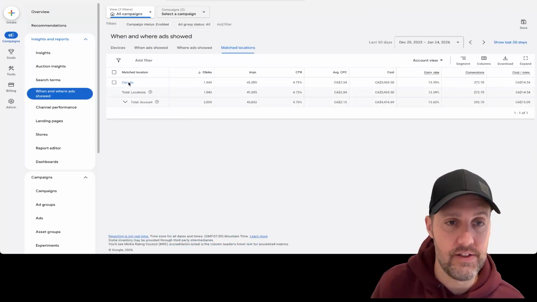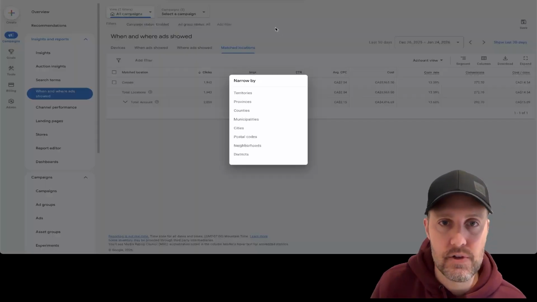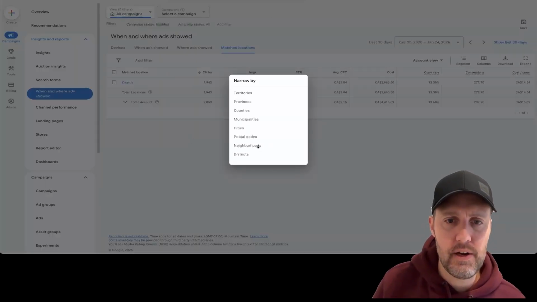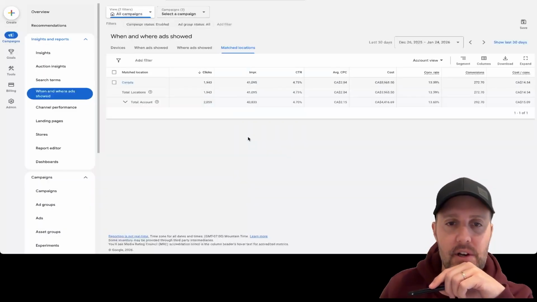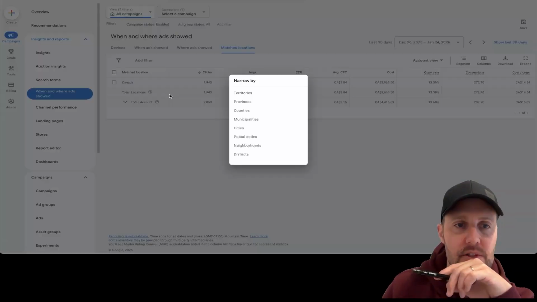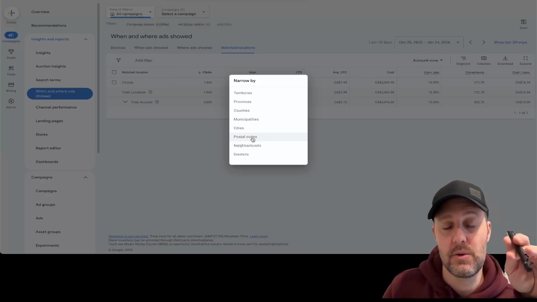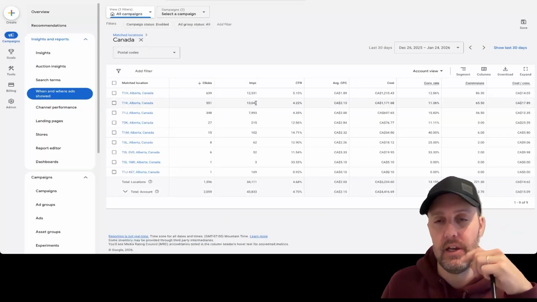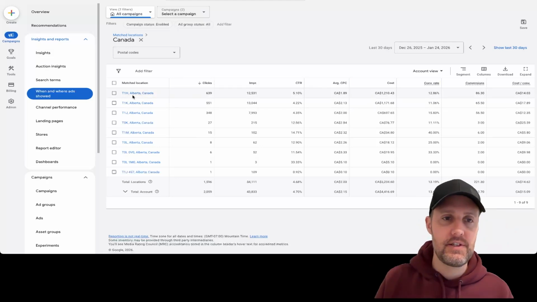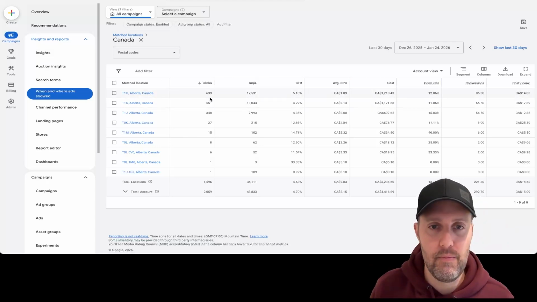We can divide this up, obviously. The context of this really depends on your business, but I'm going to divide this up by postal codes because this business is quite local in terms of its scope. So this is the other thing to look at: does this make sense?